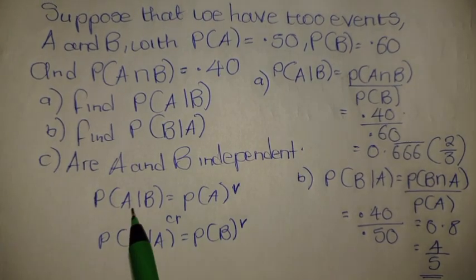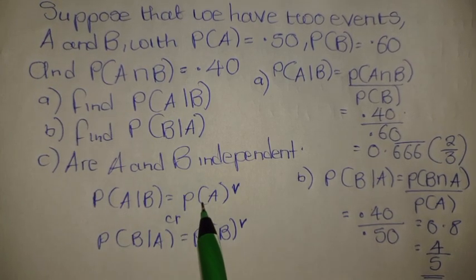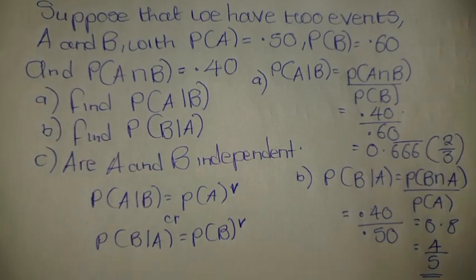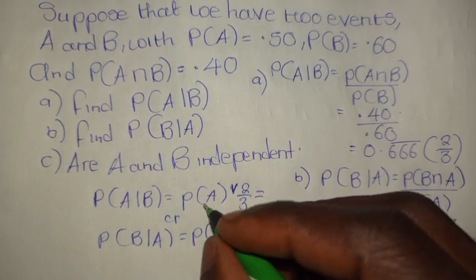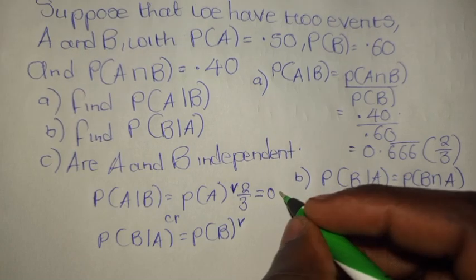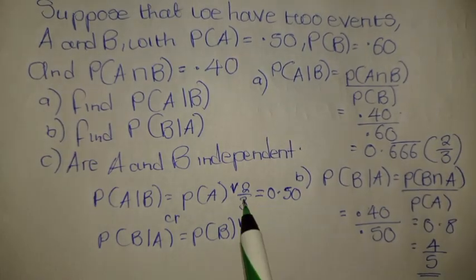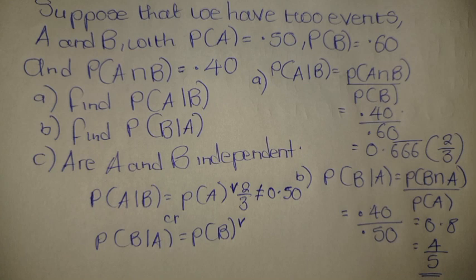So is the probability of A given B equal to the probability of A? Let us put the probability of A given B, which is the same as 2/3, equal to the probability of A, which is 0.50. So are these two events the same? No, they are not. So they are not independent at all.